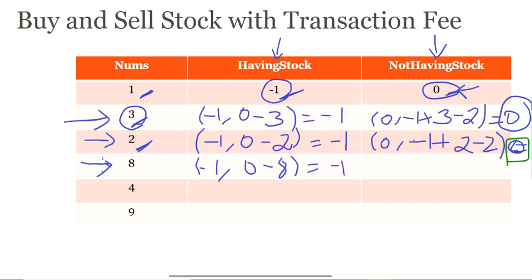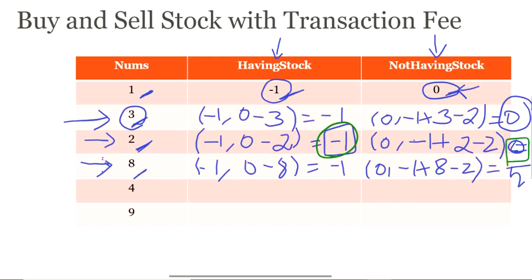So now, not having the stock, either we are going to stay in the same state or sell the stock. If we are selling the stock, then after buying the stock, the amount we had was -1. So from this -1, we will get 8 more rupees. So -1 plus 8, and after selling, we'll be paying our transaction fee. So -2. So which will give us 5.